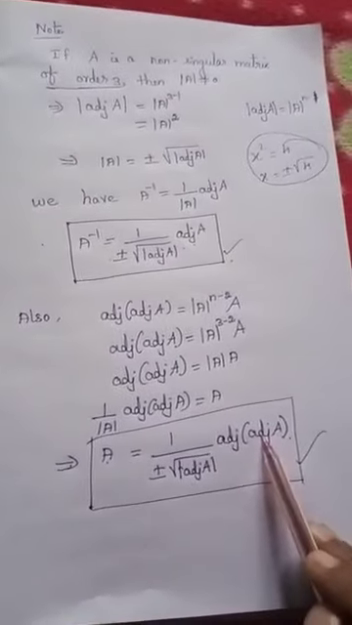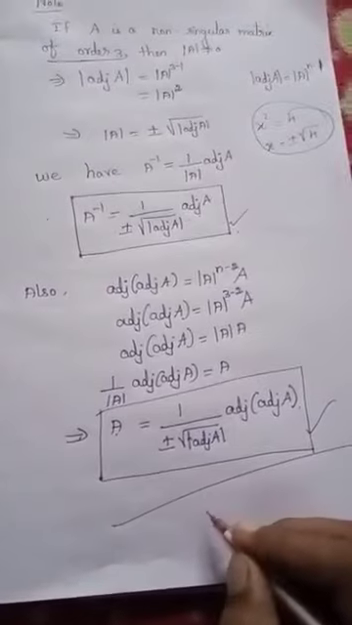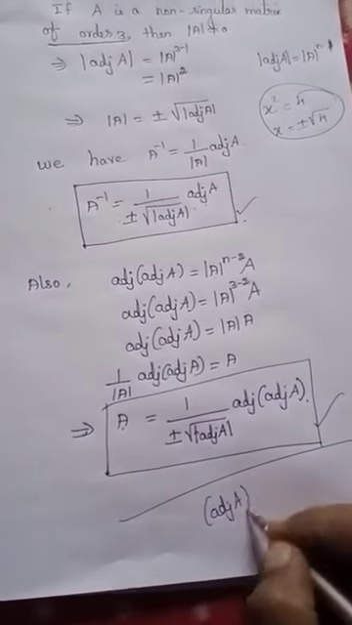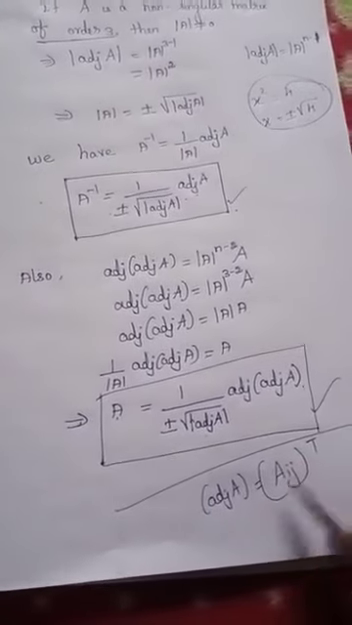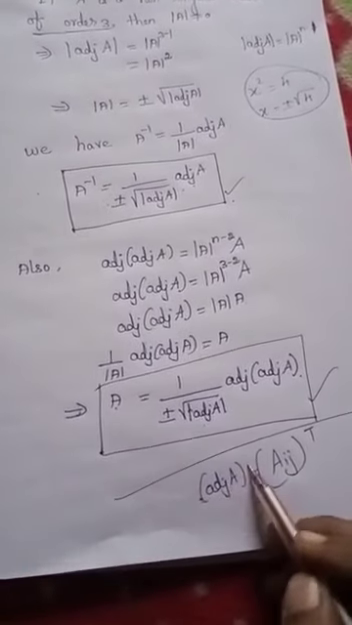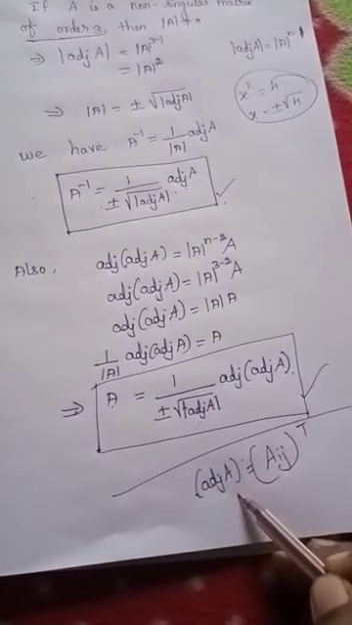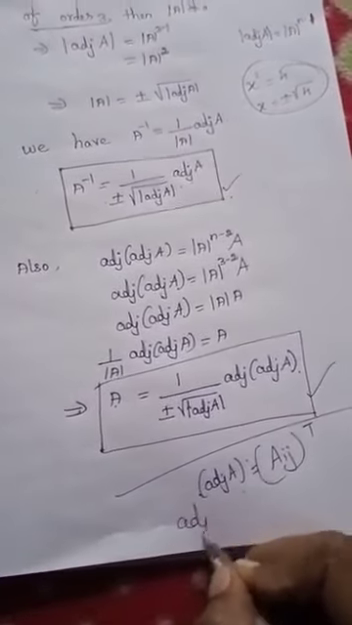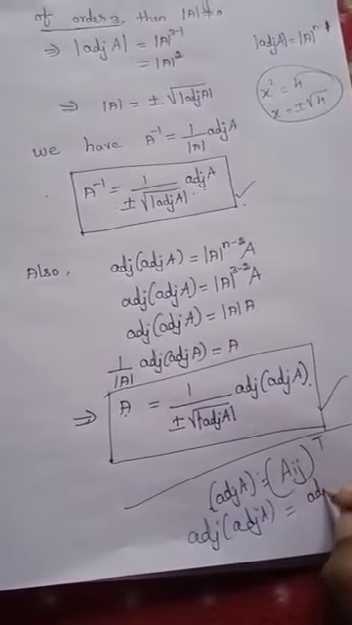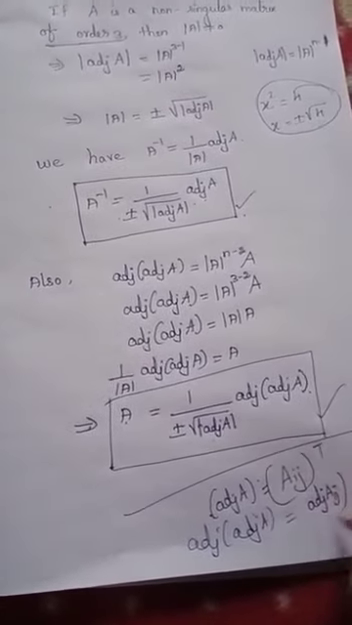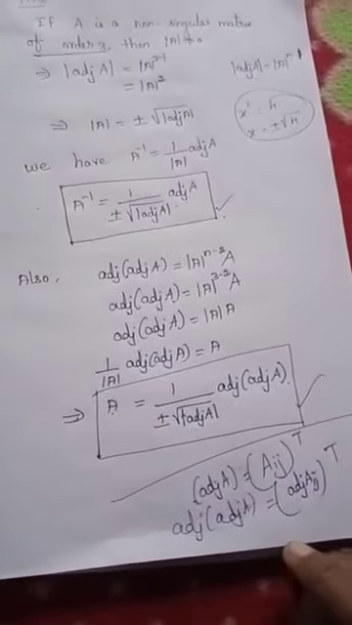Adj of adj A means what is that? Again we have to find out the adjoint. Let me recall it. How will you find it out? What is the formula of adj A? Are you remembering? Aij, the whole transpose. What is Aij? Cofactor. Transpose of the cofactor matrix gives adj A. Now, adj of adj A means, for the adj A we have to find it out. Adj of adj A is equal to adj Aij, the whole transpose. For that we will be finding the Aij and we will find out the transpose.